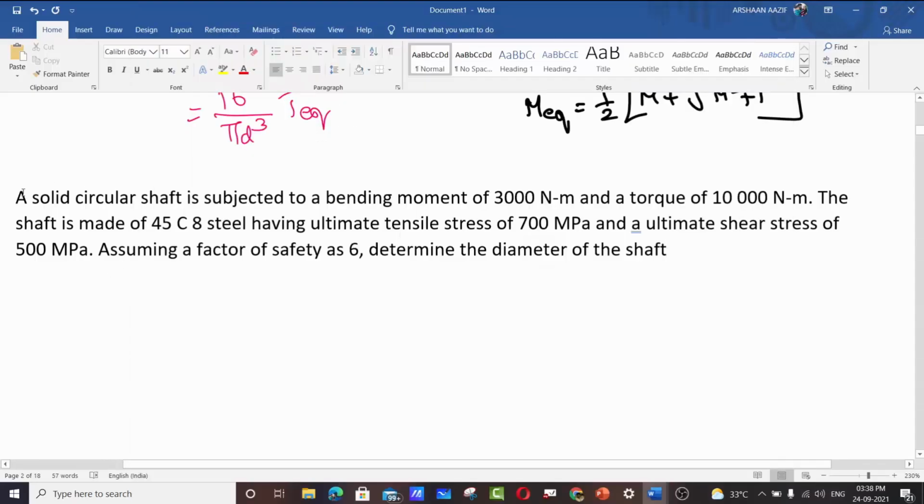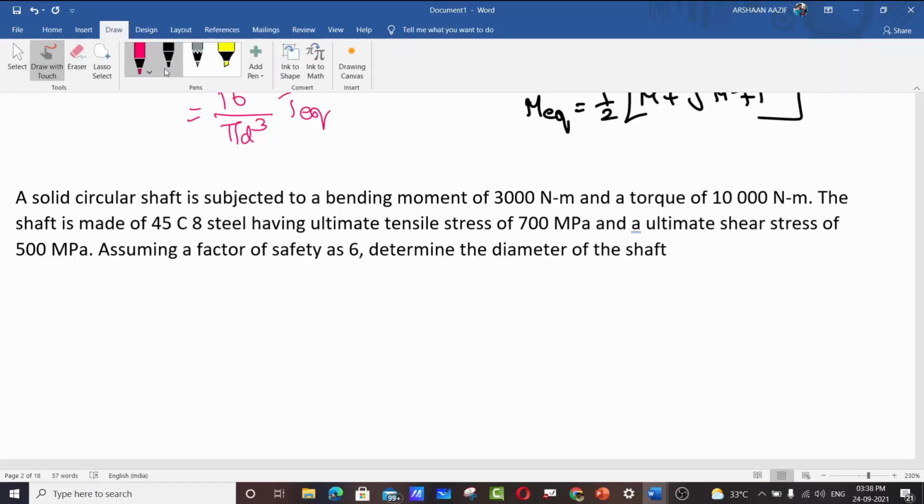Let us solve this problem of a solid circular shaft, which is subjected to both torque and bending moment. This is quite a basic problem where we'll be having directly the values rather than the condition. We have a bending moment of 3000 Newton meter and a torque of 10,000 Newton meter acting on the member. The shaft has an ultimate tensile strength of 700 megapascal and an ultimate shear stress of 500 megapascal, and we have to assume a factor of safety of 6.